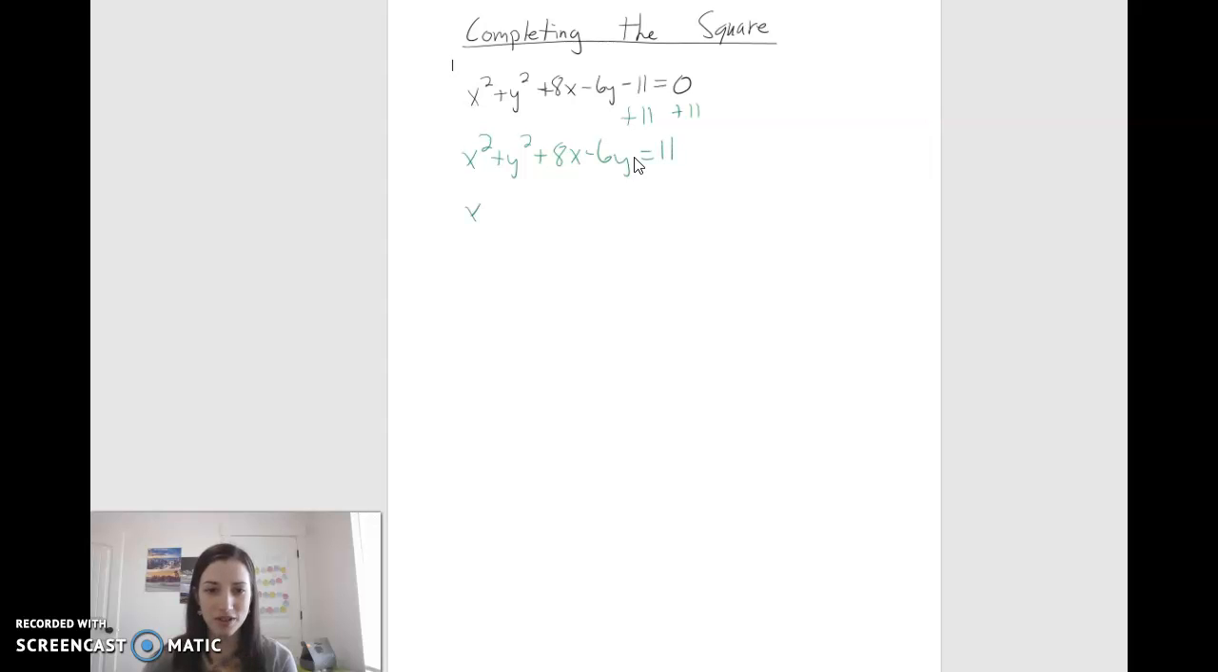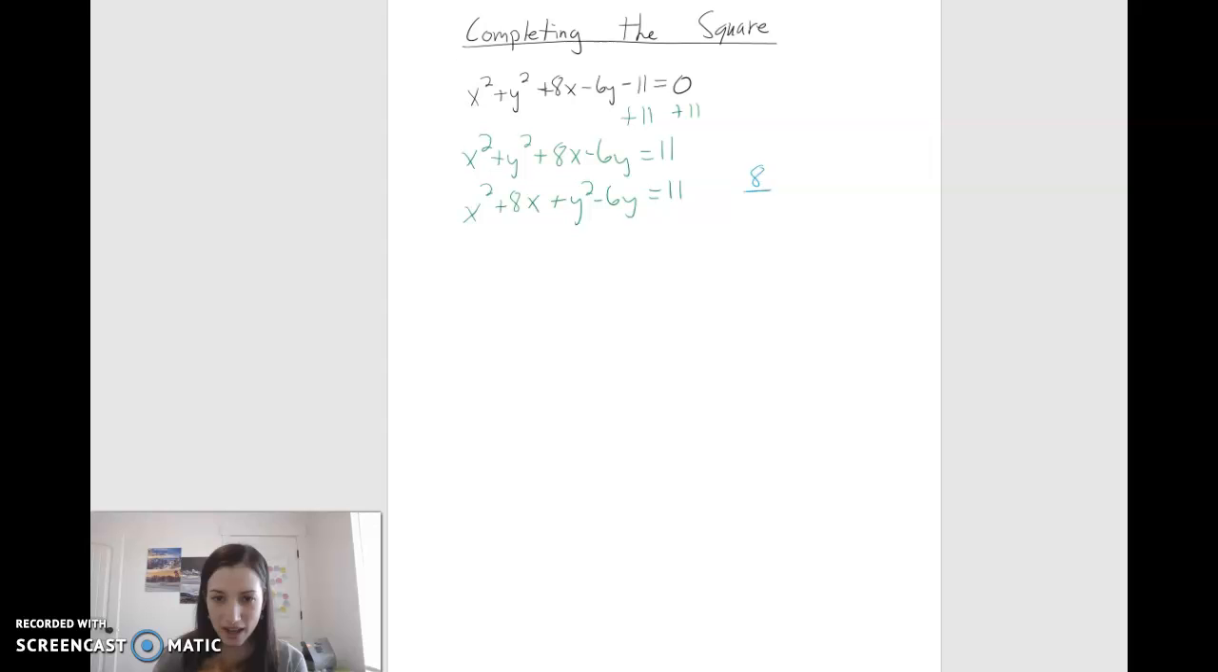And then I'm going to group my variables. So I'm going to have x squared plus 8x plus y squared minus 6y equals 11. So group my variables so all my x's are together, all my y's are together. And then this is the part where you're going to complete the square. So I'm going to take my 8, I'm going to do it off to the side over here.